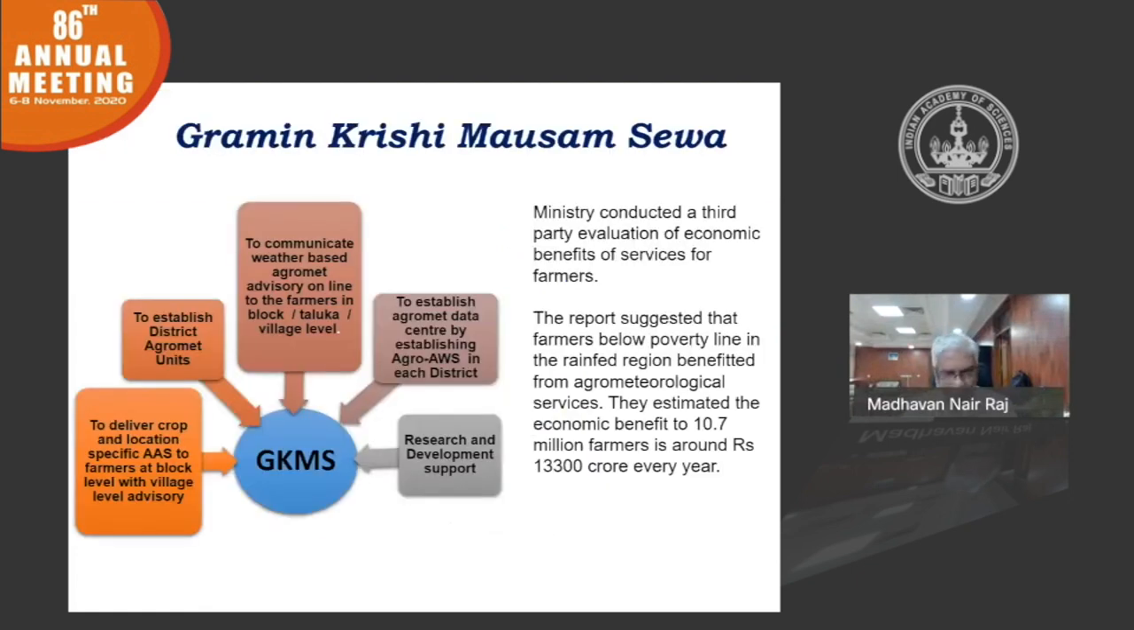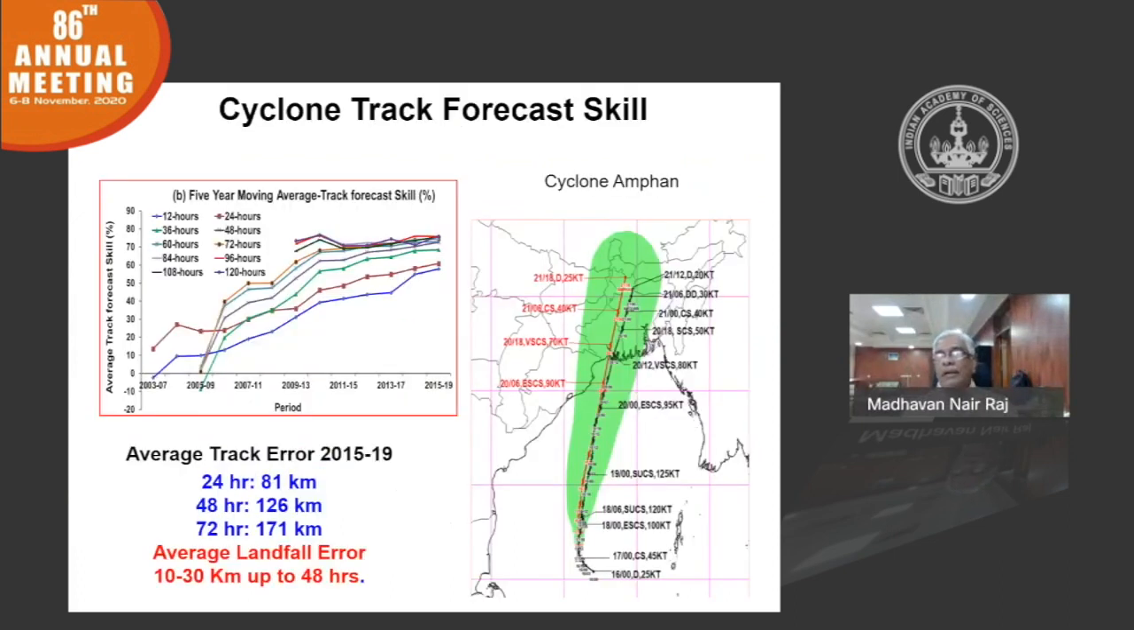And one of the applications I can show is Gramin Krishi Mausam Seva. This is basically for farmers. We now reach almost 42 million farmers, almost twice a week, and we provide them agrometeorological advisories.